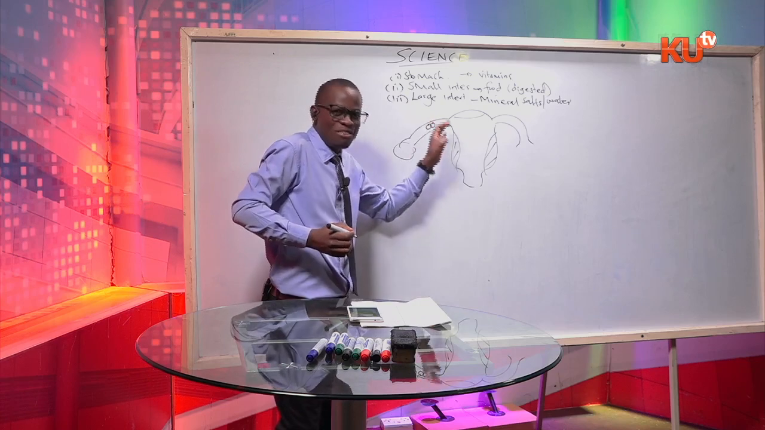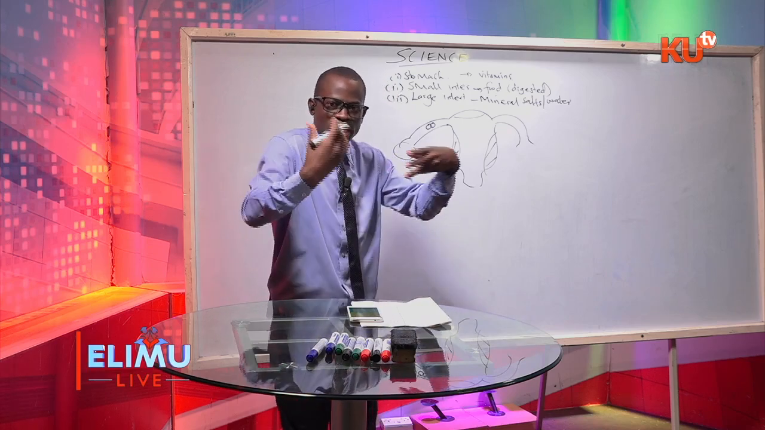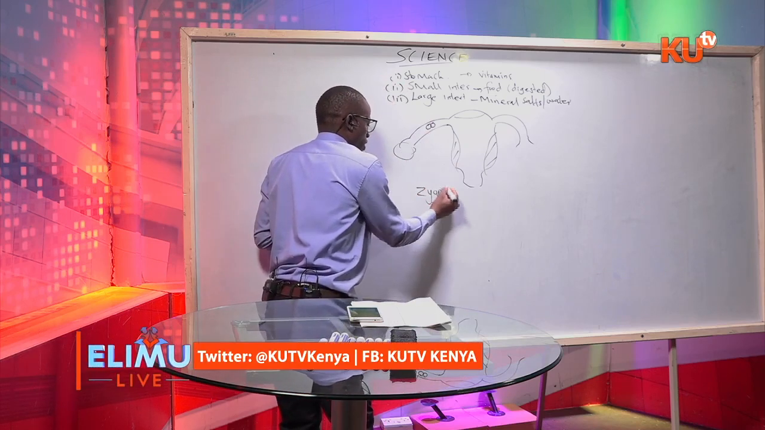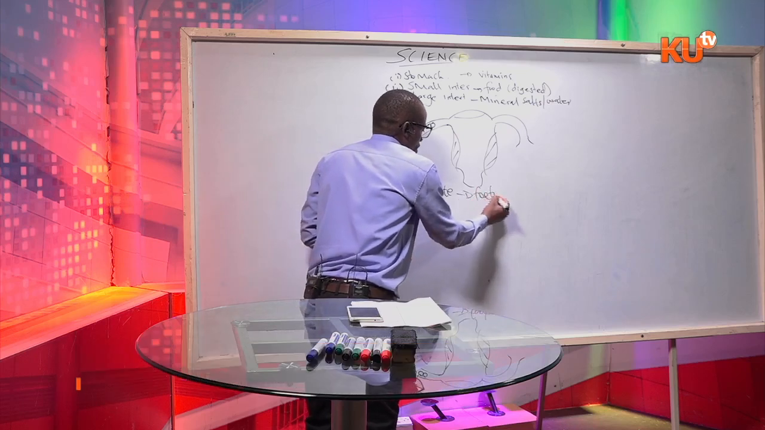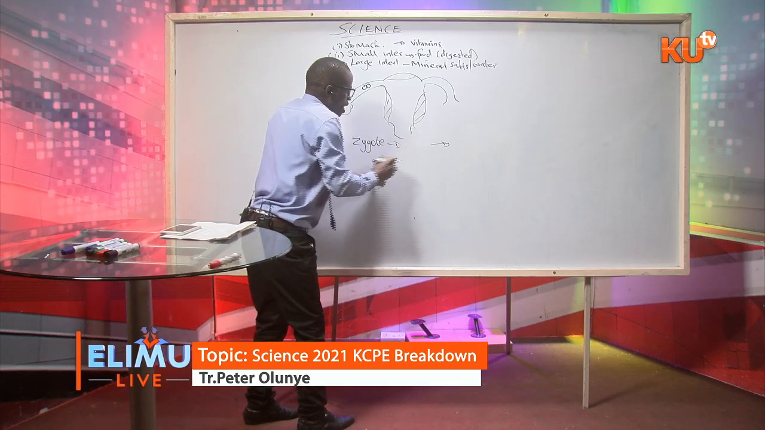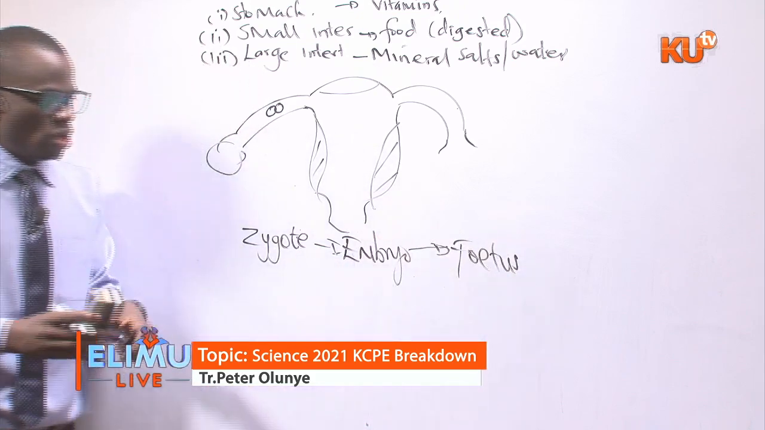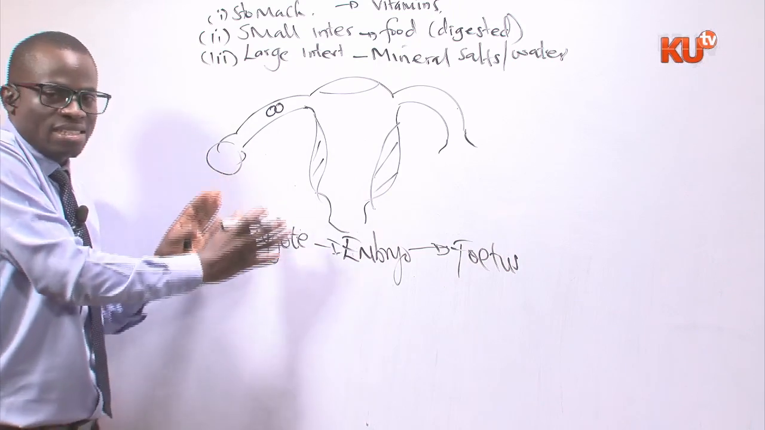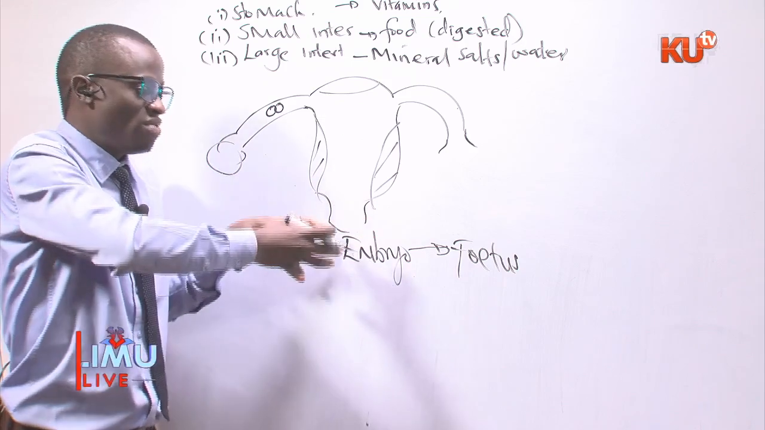In the oviduct. Now, after fertilization has taken place, what are the other phases of development that are going to take place? Immediately after fertilization, boys and girls, we have the zygote being formed. So we have the zygote, followed by what we call the embryo, then we have the foetus. Now, these are the phases of development. The zygote is going to develop into an embryo. Then an embryo is going to develop into the fetus.